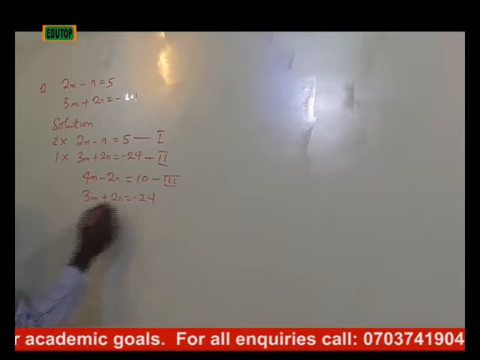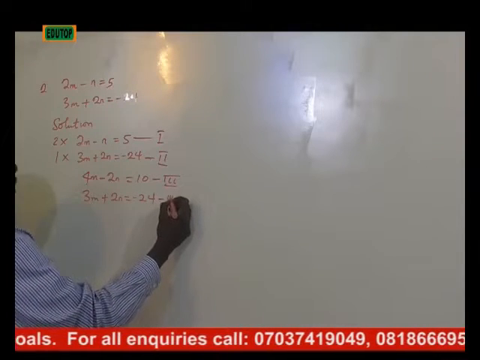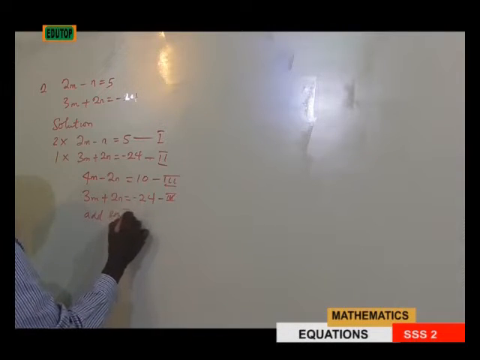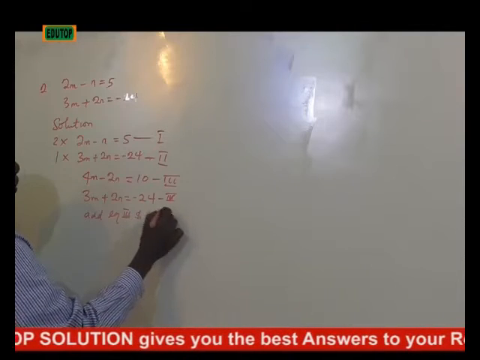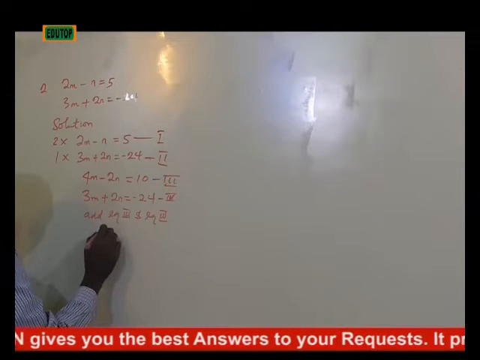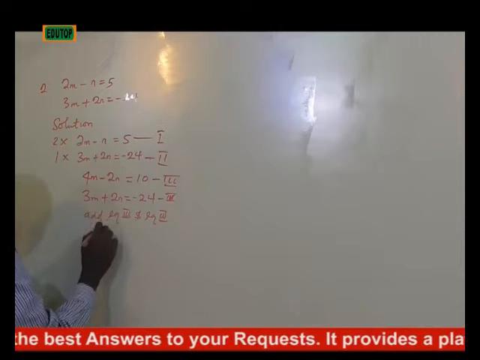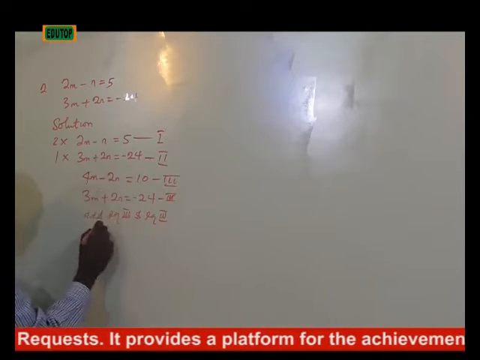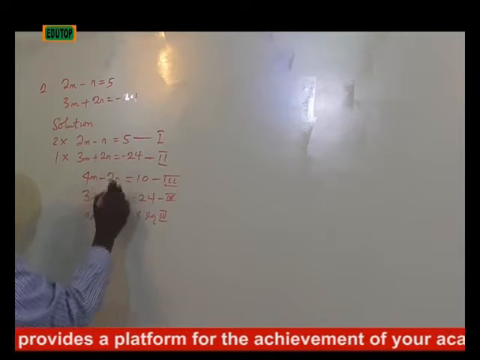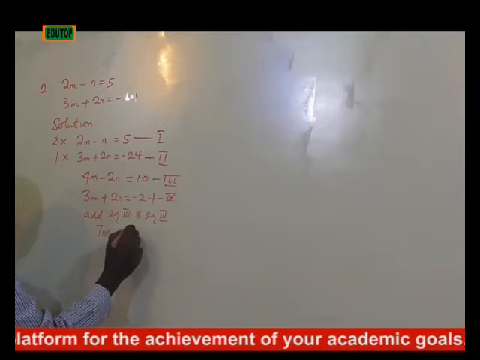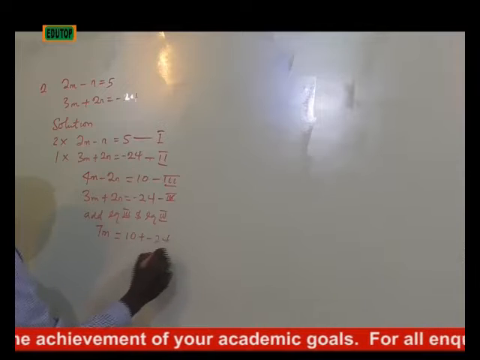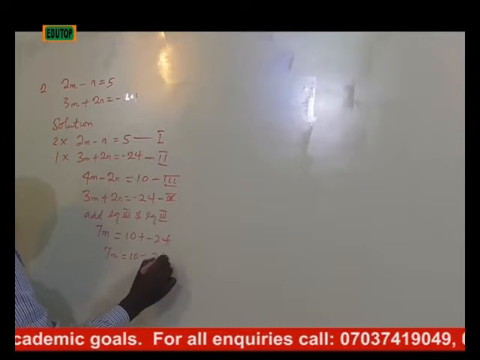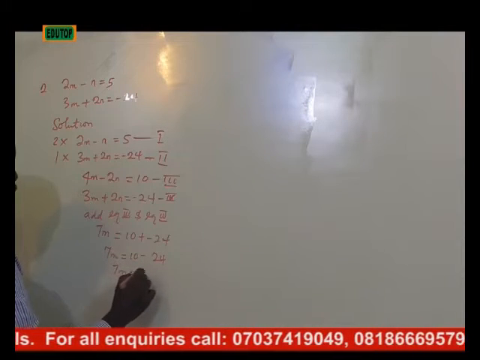So all I just need to do is add equation 3 and equation 4. If I add equation 3 and equation 4, then I will have 4m plus 3m, that becomes 7m. This plus this, it cancels. Then you have 10 plus minus 24. So that becomes 7m will now be 10 minus 24, and that gives me 7m equals minus 14.